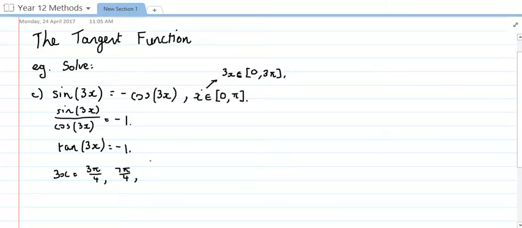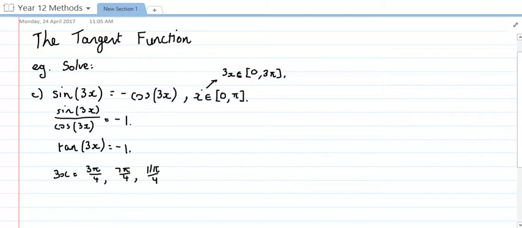So I'm looking for another second quadrant angle. So after 7 pi on 4, we should get 11 pi on 4. Notice the difference here is the same in each case. It's one of the nice features of the tan function. I shouldn't need to go any further than that, because the next one would be outside of the 0 to 3 pi domain that we have come up with.